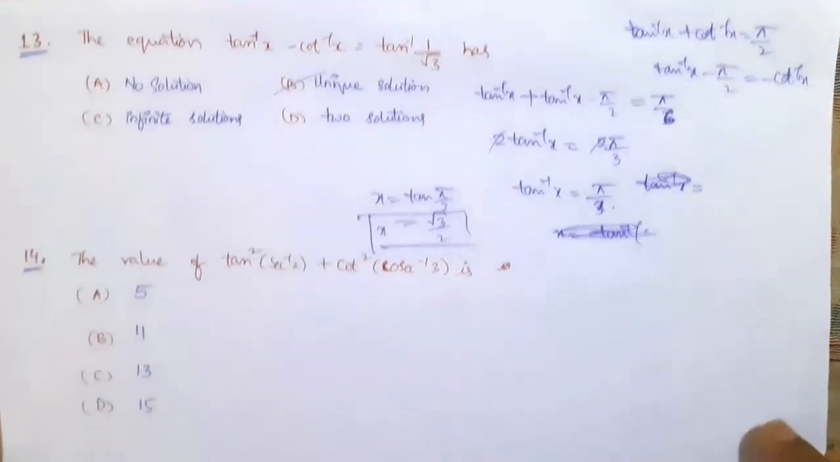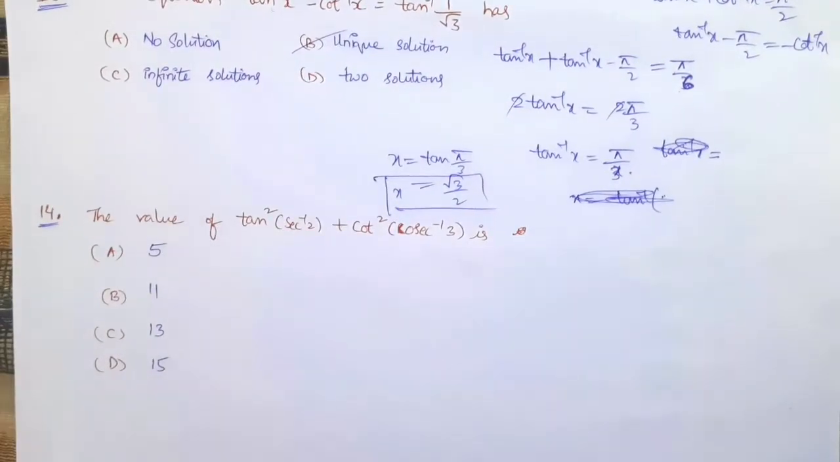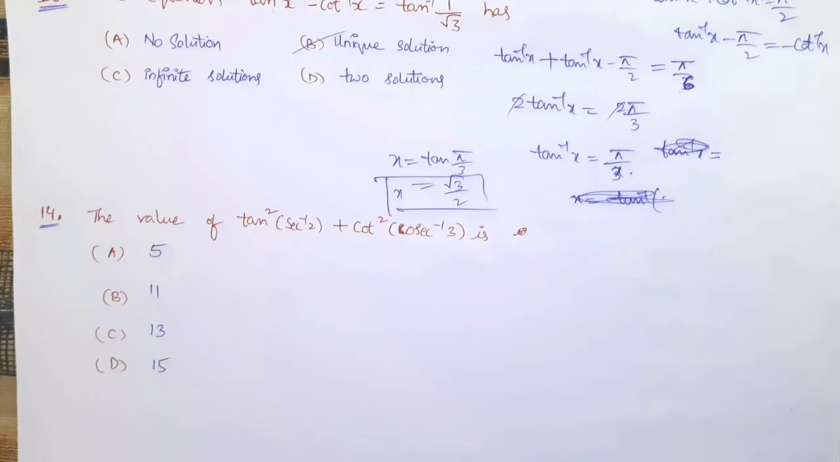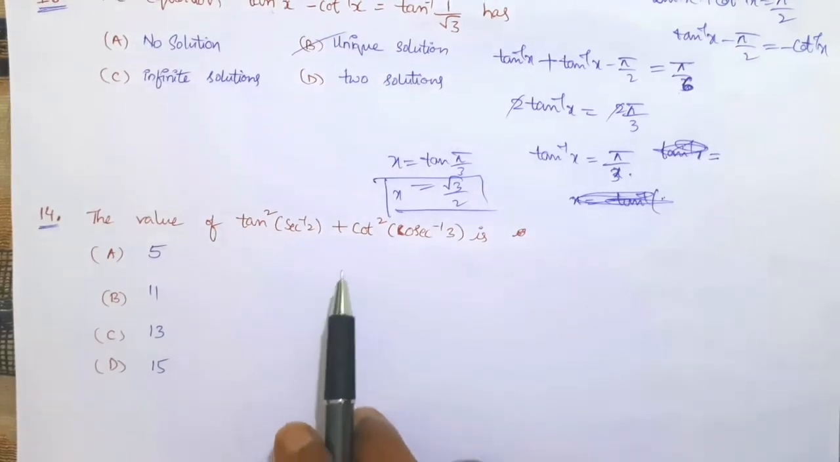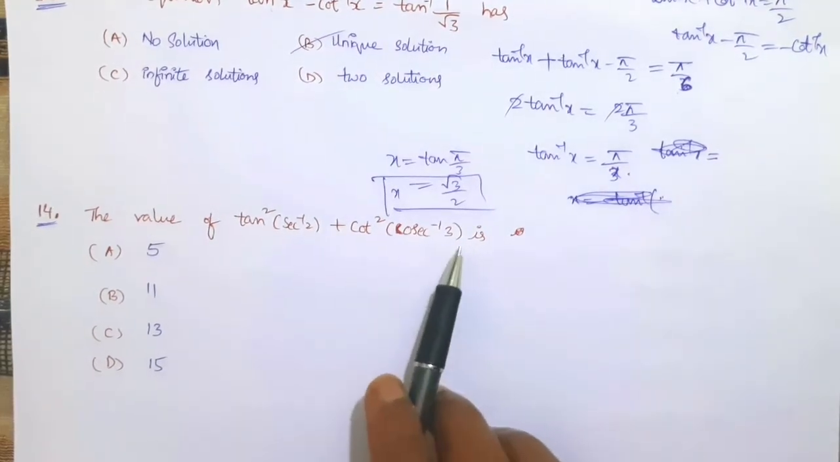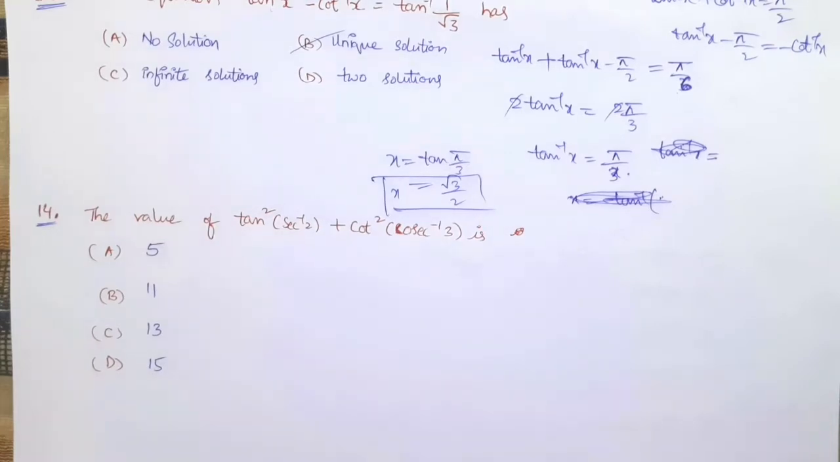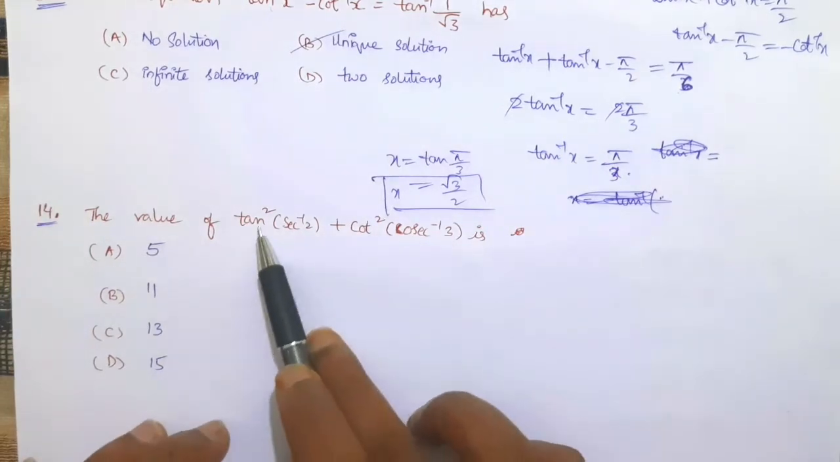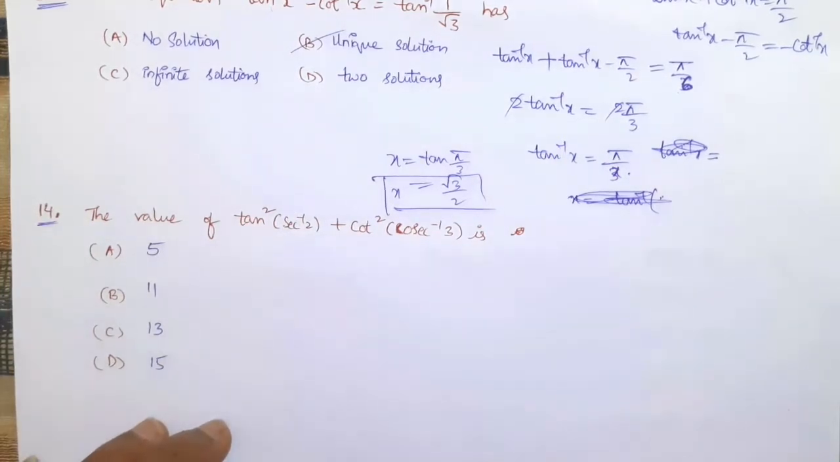Okay, next, the value of tan square of secant inverse 2 plus cot square of cosecant inverse 3. We need to find the value of this. No need to feel it is difficult, this is very easy. But you may think, tan is there, secant inverse is there, how to convert?